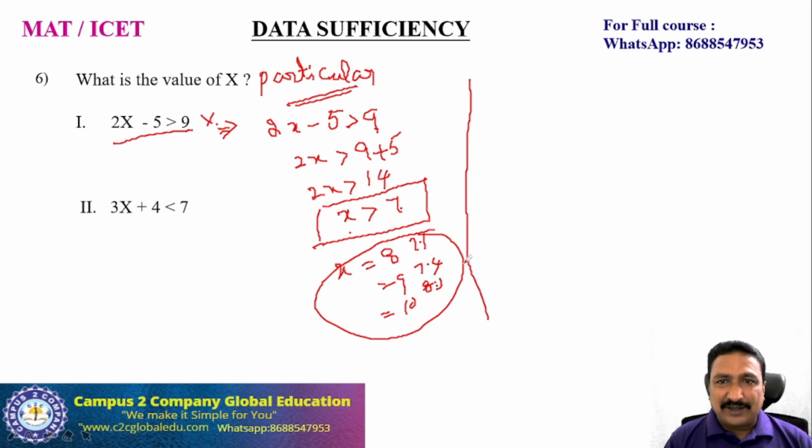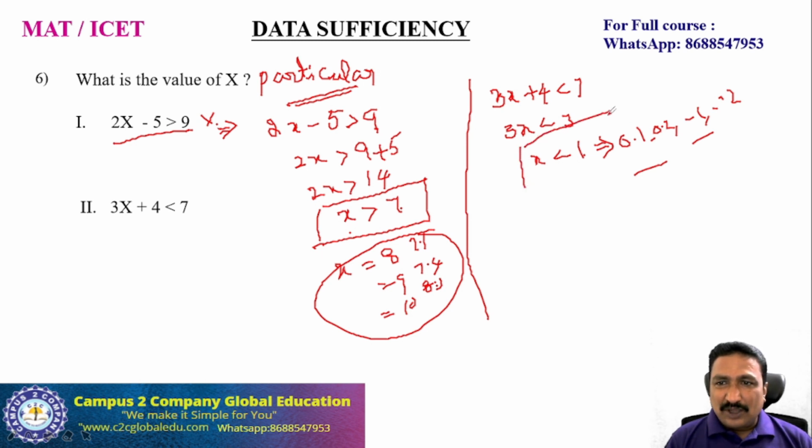Now take the second statement. What is the second statement? The second statement is 3x plus 4 is less than 7. I'm doing it directly, friends. So 3x is less than 7 minus 4, which is equal to 3. So x is less than 3 by 3, which is equal to 1. So according to the second statement also, we cannot decide the exact value, because x less than 1 means it may be 0.1 or 0.2 or minus 1, minus 2, minus 3, or any value. So according to this statement also, we are getting different values of x. So the second statement alone also we cannot decide.